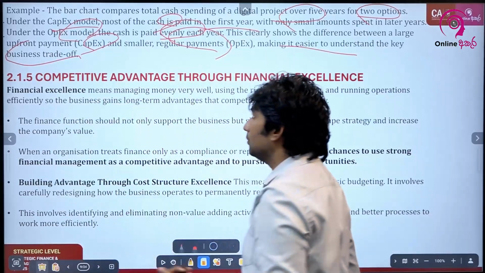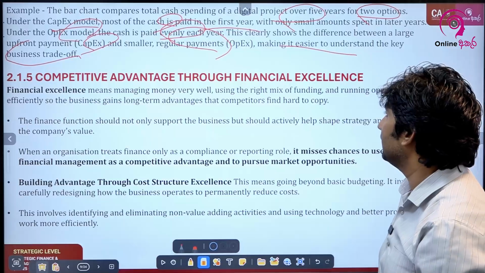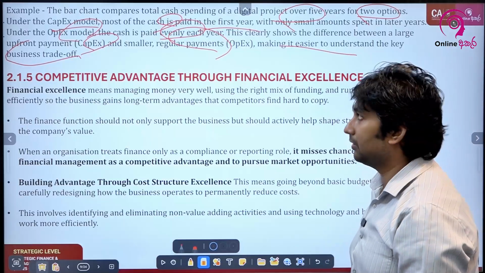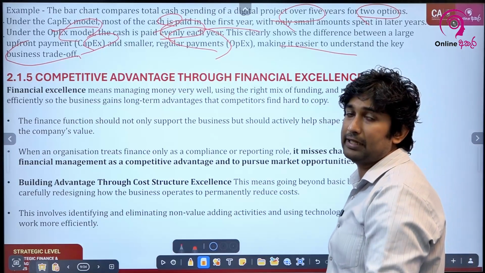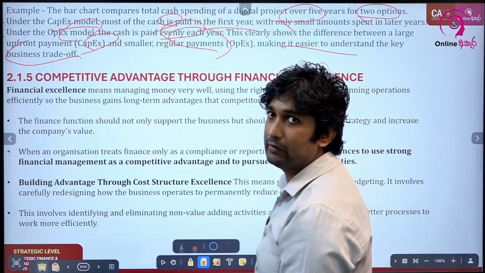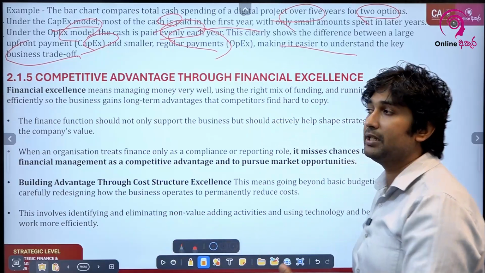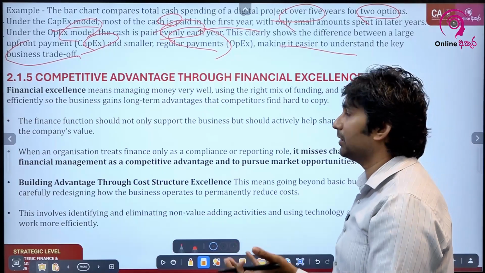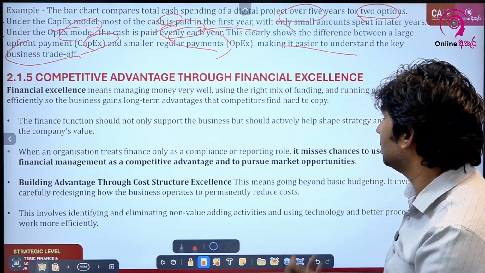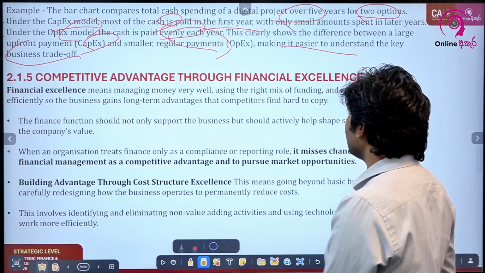So you need to use an operational expenditure model when you evaluate digital projects, rather than using a capital expenditure model where the initial investment that you show will be very high. So when you do budgeting, try to use an operating expenditure model for digital projects. That is the learning point here.